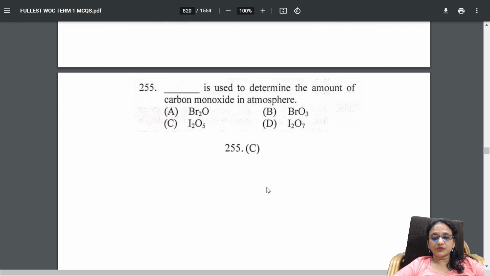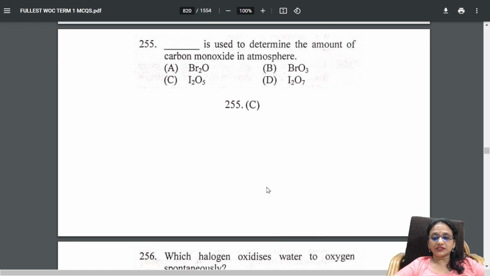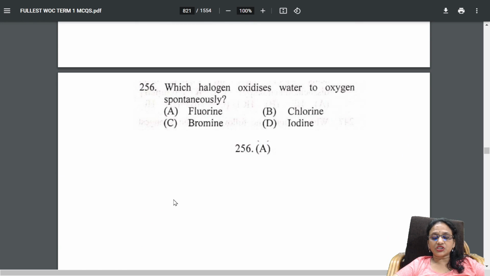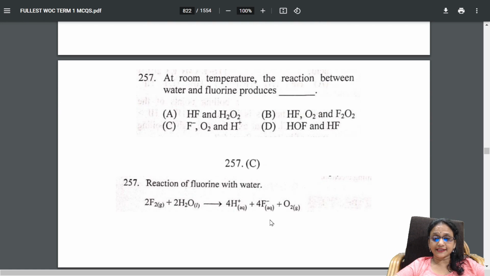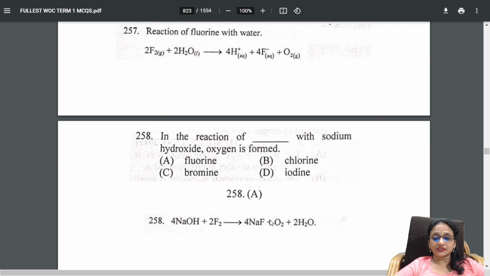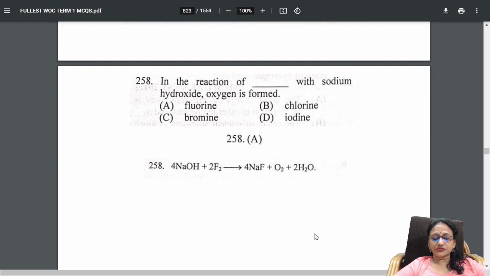How it is used to determine carbon monoxide. Okay. Which halogen oxidizes water to oxygen spontaneously? Fluorine. Yes. Higher the electrode potential. Yes, students. So I have done 100 videos for P block. You can go through that. Yes. Check. All right. Further reactions of fluorine.